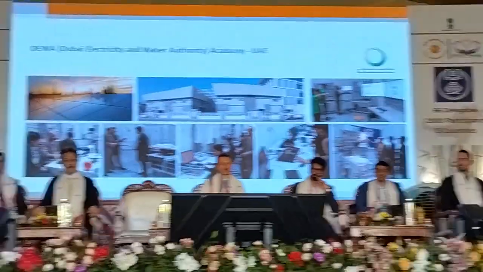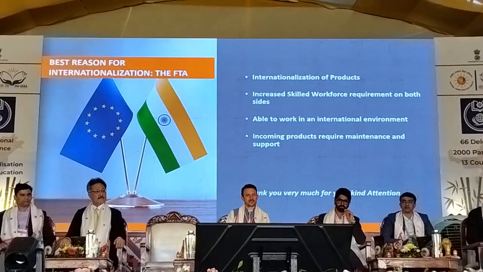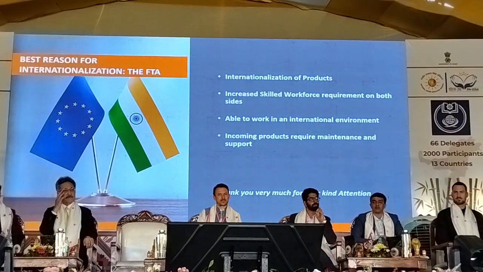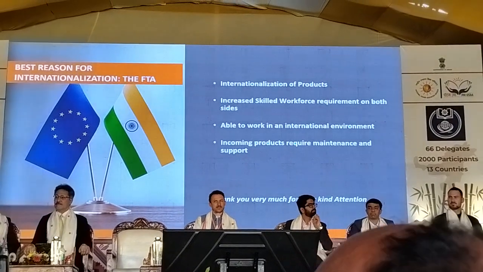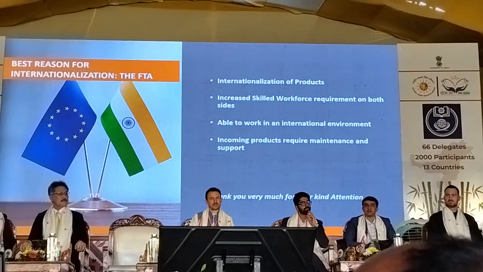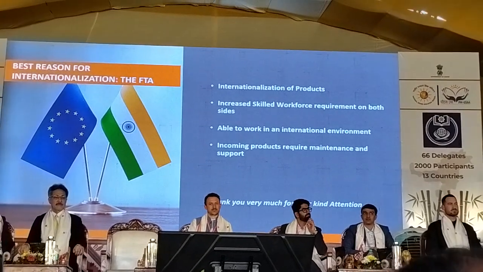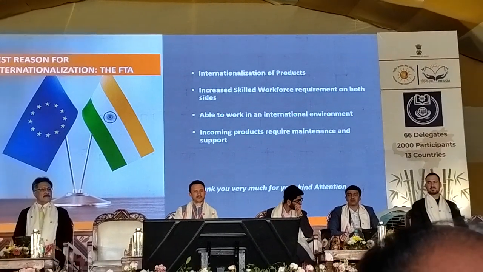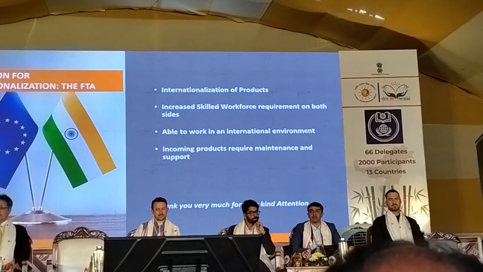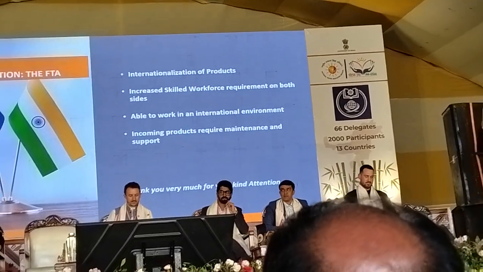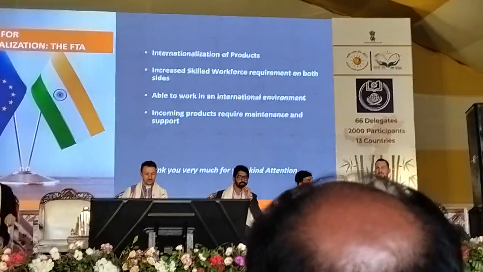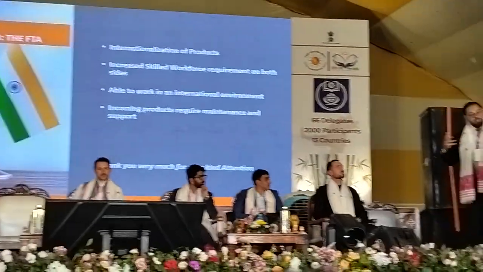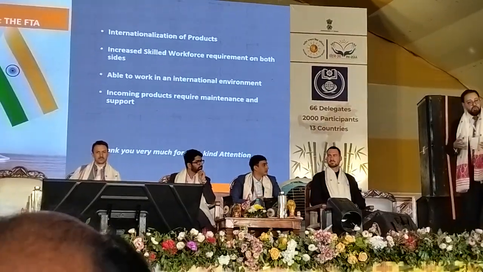Yeah. And the best reason why we should have this internationalization, the FTA. I would say congratulations to the government of India and the European Union to actually put together something like that. It's remarkable, it's very good. Special thanks to Mr. Modi as well. And yeah, how will it affect us? Yes, a lot of internationalization of products. A lot of products will come into the country. Like for example, you have already announcement of cars coming in at very low tariffs, which means a lot of foreign cars, a lot of foreign industries coming in, a lot of workforce required on that standard.